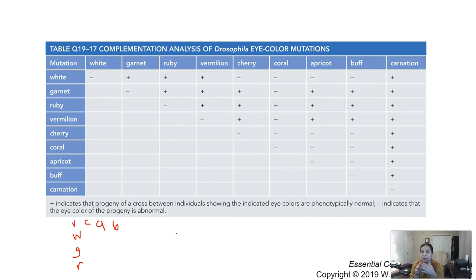So we see A and B, all of the ones that don't complement each other are going to be mutations in the same gene. And then you go on and you say, okay, can cherry and coral complement each other, right? So you go and see cherry and coral, they don't. So cherry and coral are in the same complementation group. Then you go and see, well, do cherry and apricot? They don't. Cherry and buff, and they don't. So this will let you know how many genes are affected and how many mutants are in each of the genes.